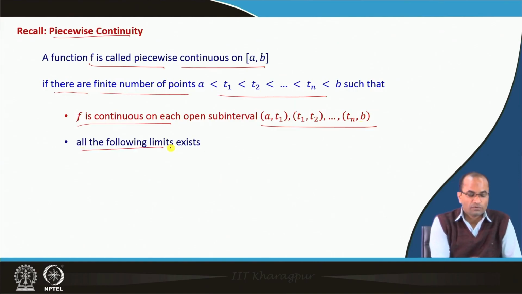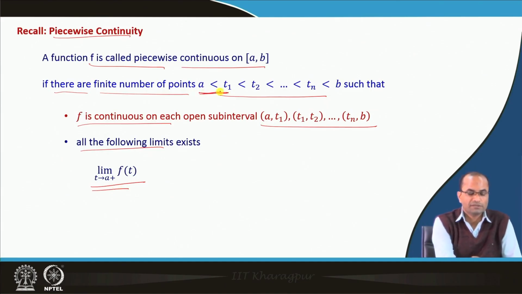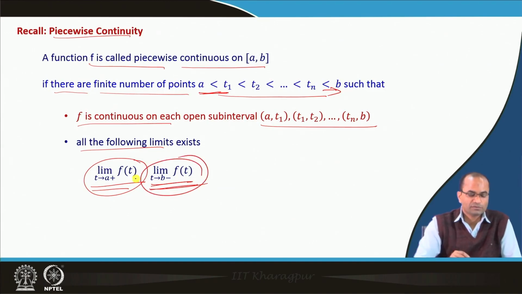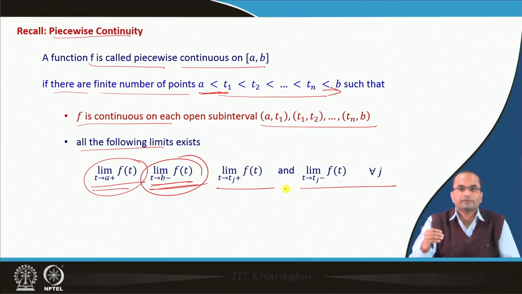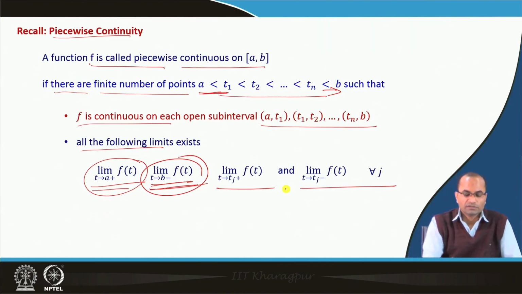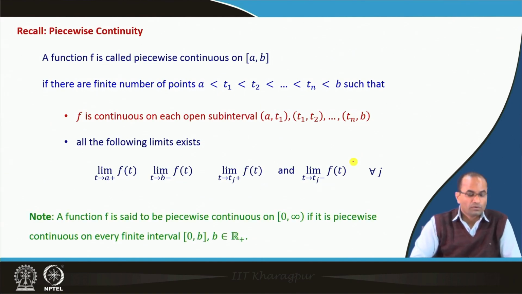And moreover, the following limits should exist: when t approaches a plus, so from the right hand side, because here we are starting with a only, this limit should exist. At the other end, from the negative side, the limit from the left hand side should exist, and at all other points, both the limits from the right hand side and from the left hand side should exist. Then we call the function piecewise continuous. For the piecewise continuity, there are two conditions.